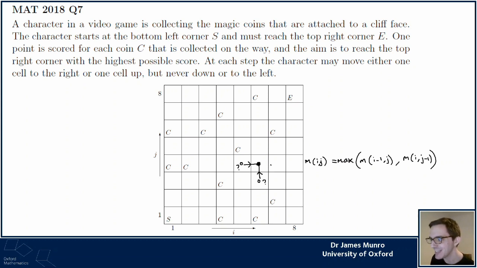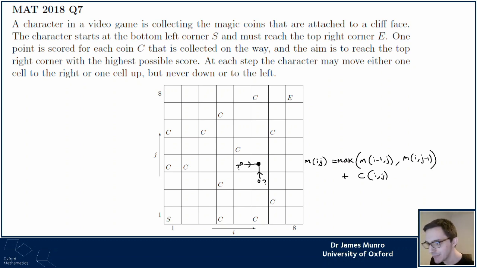If there's a coin in here, then I pick up that coin as well. That increases the maximum as well. So I should remember to add on 1 if there's a coin here. That's the number Cij. It's 1 if there's a coin, 0 if there's not.